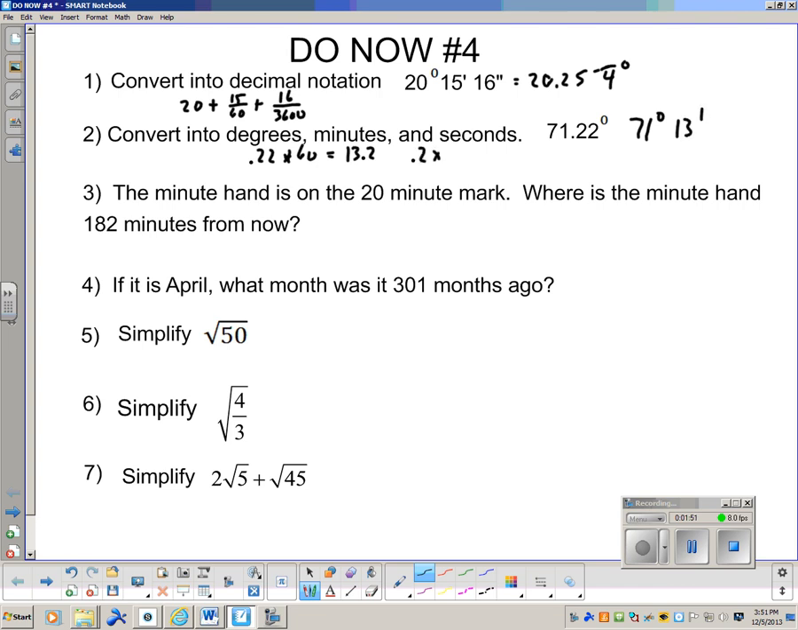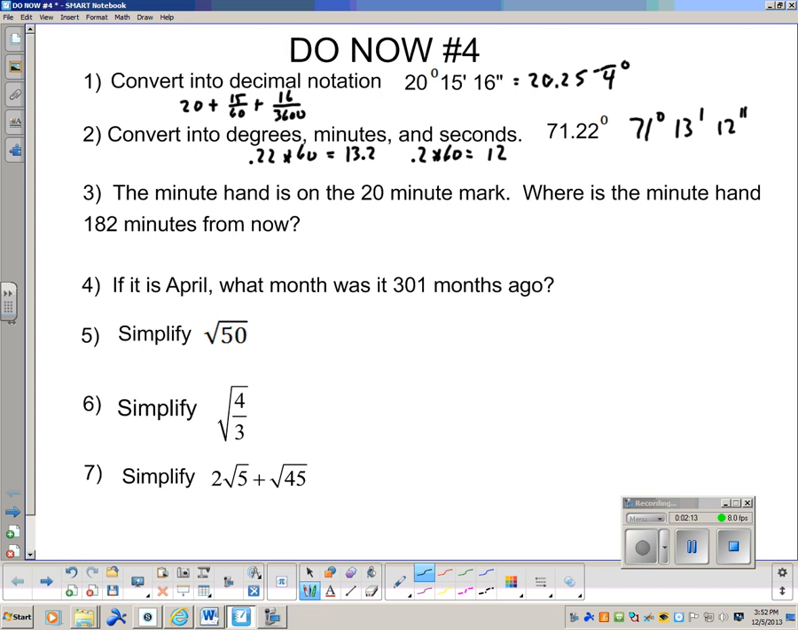I still have that decimal portion there. I'm going to go ahead and multiply that 0.2 by 60 because there's 60 seconds in a minute. And I get 12. So 71 degrees, 13 minutes, and 12 seconds.